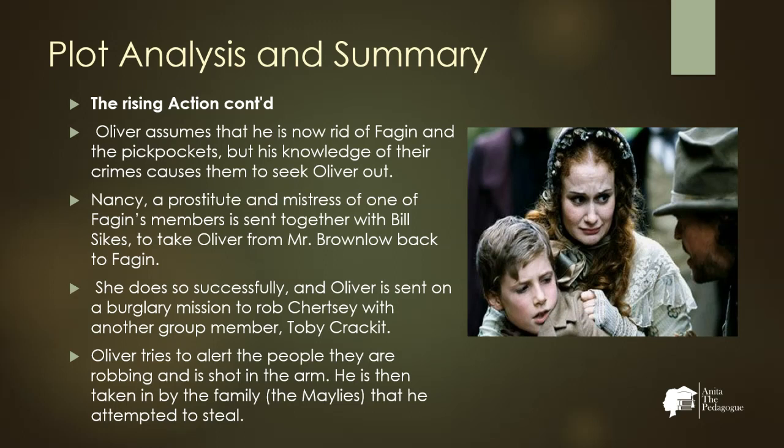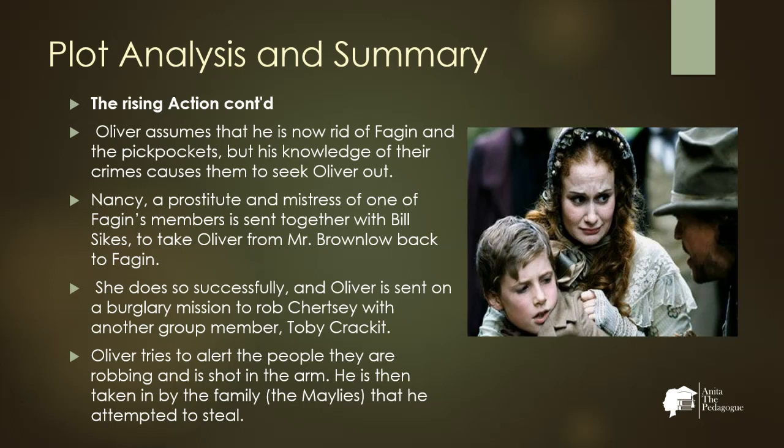to seek Oliver out. Nancy, a prostitute and a mistress of one of Fagin's members, that is Bill Sykes, is sent together with Bill Sykes to take Oliver from Mr. Brownlow back to Fagin. She does so successfully, and Oliver is sent on a burglary mission to rob at Chelsea with another group member known as Toby Crockett.